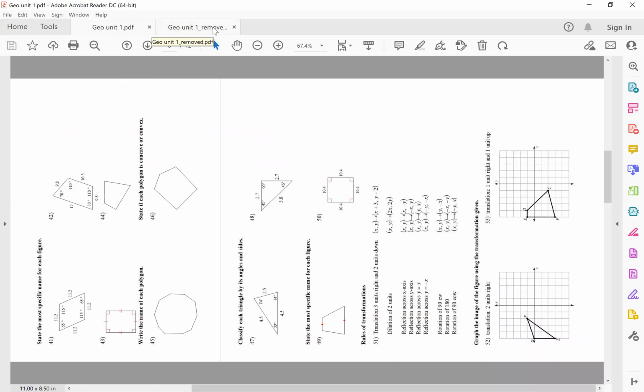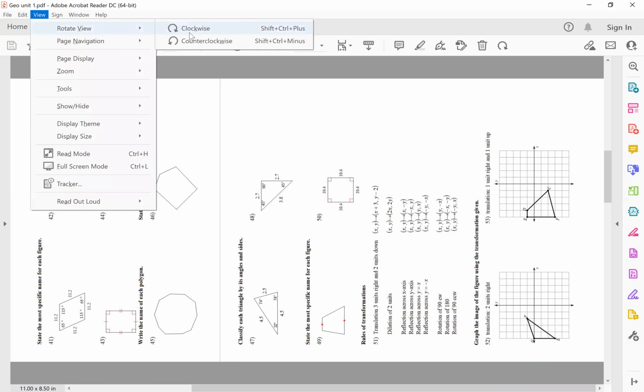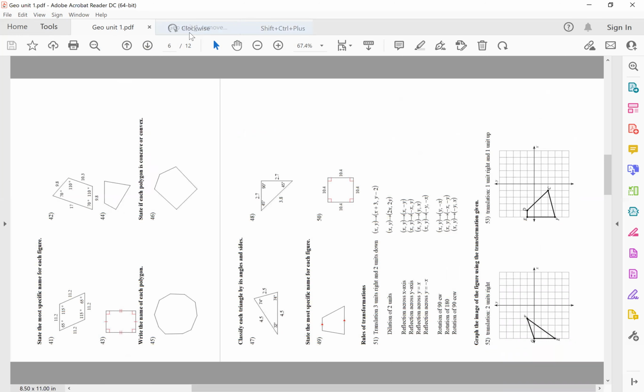That's 270 clockwise. Notice I'm going with the clock, the way the clock moves. So that's 270. And if I rotate this 90 more, I come back to how it was to begin with.